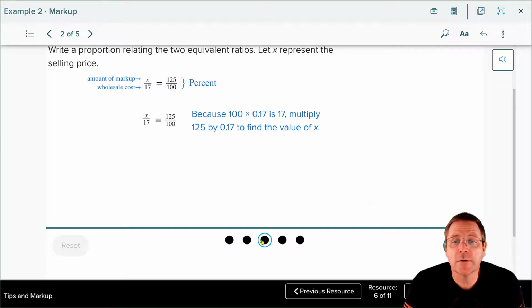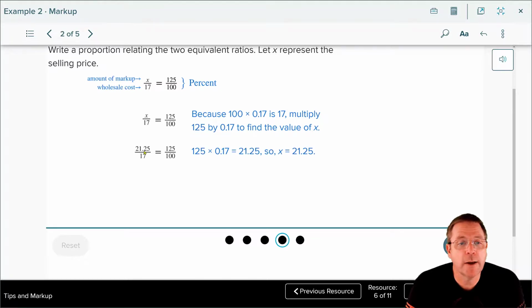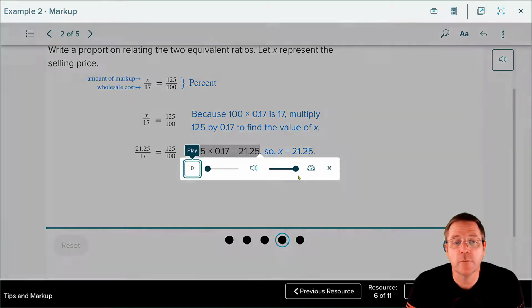To get from 100 to 17, all you have to do is multiply it by 0.17. That's it. When you're going from 100 to a smaller number, you just multiply it by the decimal value of that number to the hundredths place. So now we're going to multiply 125 by the same 0.17, and when we do that, you're going to end up finding out that the markup is going to be $21.25. So you got that by doing the 125% times the 0.17, that value that we multiplied the 100 by, and that's where the 21.25 came from.